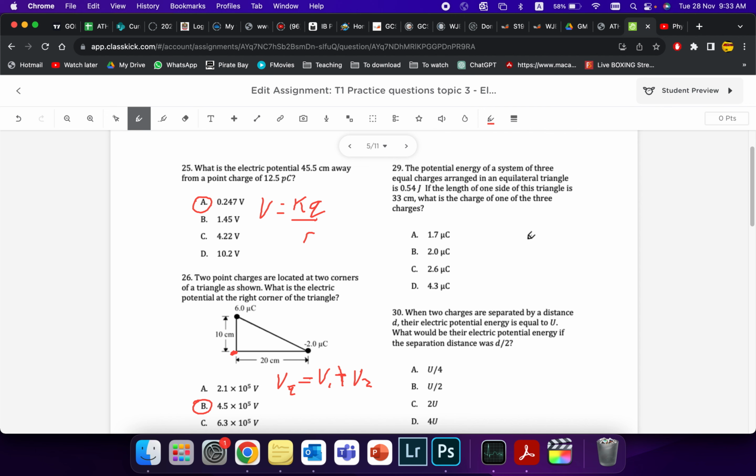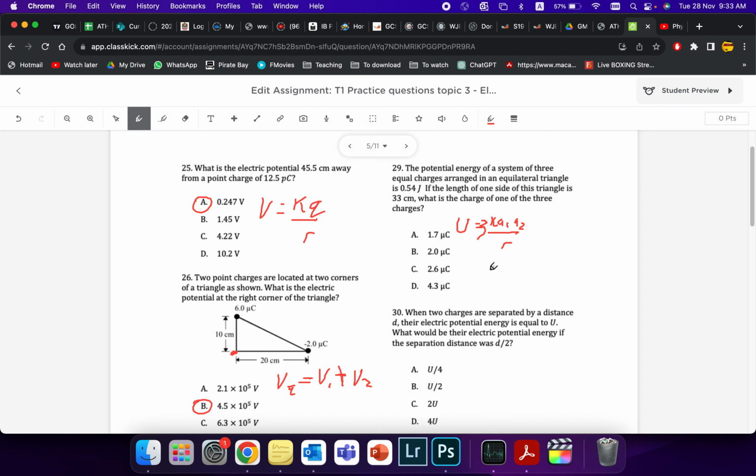Continuing on with this one, we're trying to find the potential energy of a system of 3 equal charges. Potential energy U equals KQ1Q2 over R, not squared either. So you're going to do this one, and there are 3 equal charges. You have the energy here. You want to find the charge of one of the 3 charges. So if you're going to find the charge of one of the 3 charges, you solve for Q. Well, there are 3 of these, so I'm going to have 3 of them.